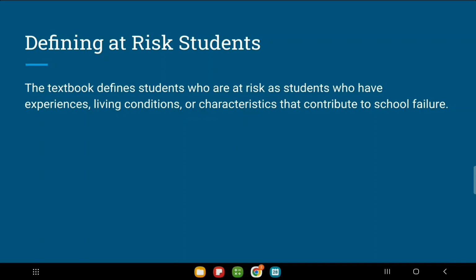We'll start by defining what an at-risk student is. The textbook defines students who are at risk as students who have experiences, living conditions, or characteristics that contribute to school failure.